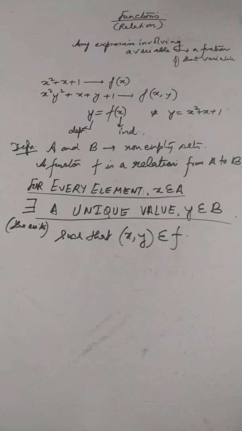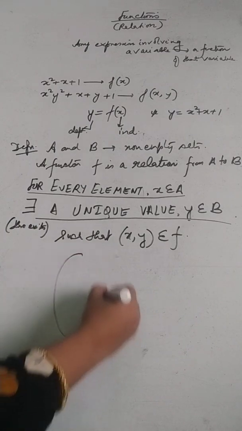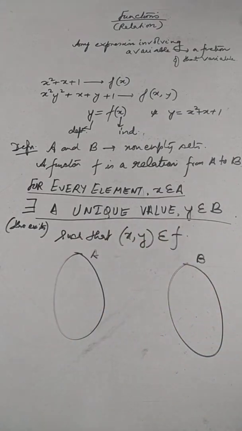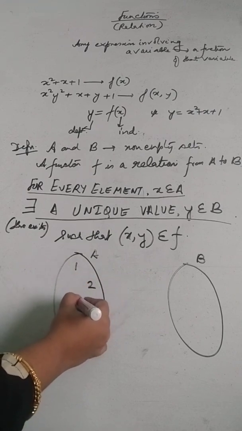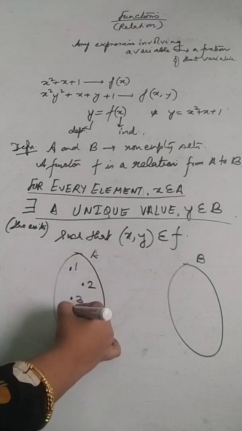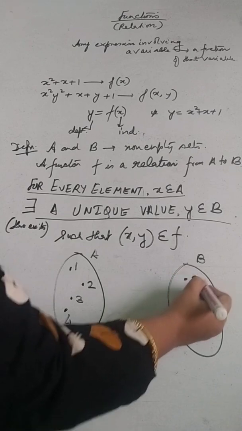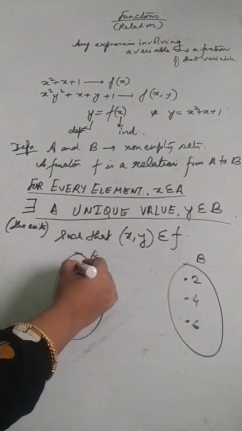Now what do you mean by this? Let us take up a few situations. Suppose I'm drawing it in the form of an arrow diagram. That will be easier to understand. So you have a set A and you have a set B. Set A, suppose, has elements 1, 2, 3, 4, and set B has elements 2, 4, 6. So 1 is related to 2.